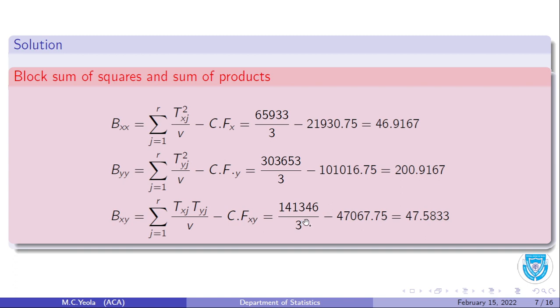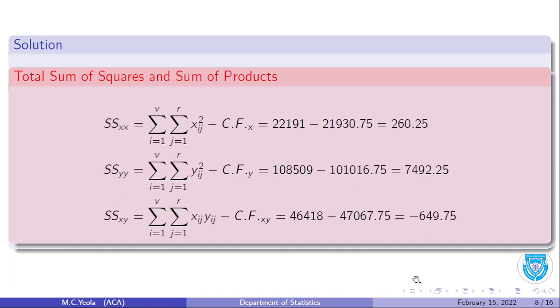By multiplying that and adding this value, we divide it by 3 minus cfxy, which gives this value. We'll get bxy is this here, the block sum of products. Xy means it is the sum of products, and xx and yy are the sums of squares. So we'll go for the total sum of squares and sum of products here.